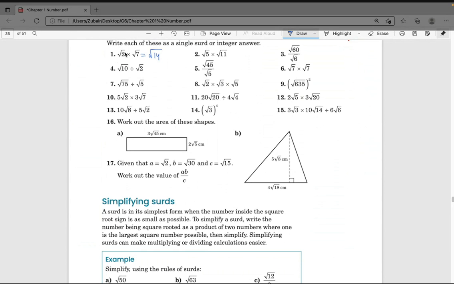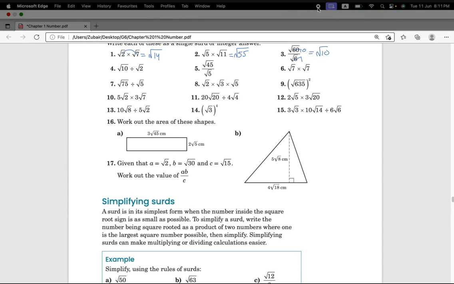We multiply the numbers inside. Square root 5 times square root 11: 11 times 5 is 55, square root 55. My bad. Question number 3 is division. 6 divided by 1, 60 divided by 6 is 10. So this is square root 10.